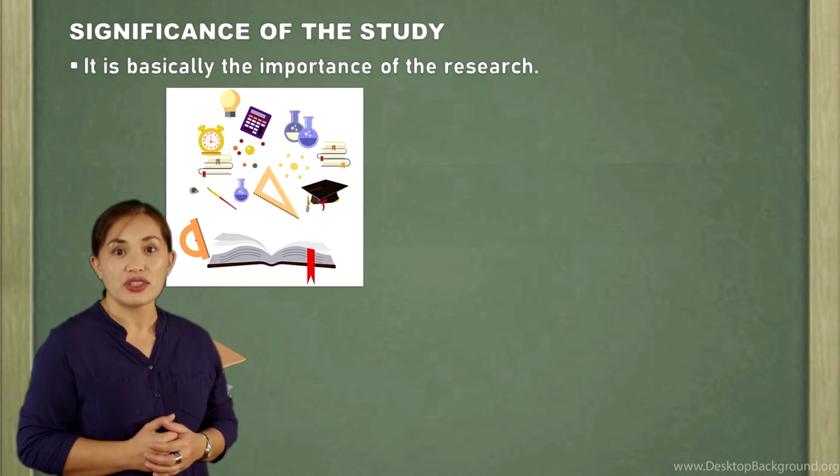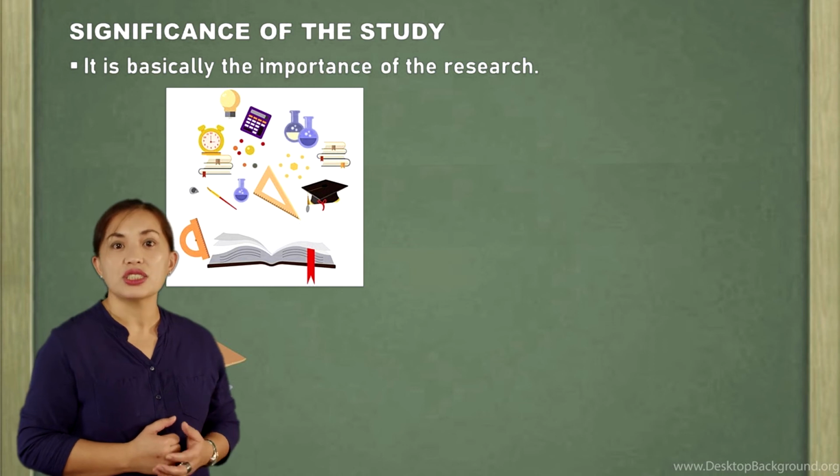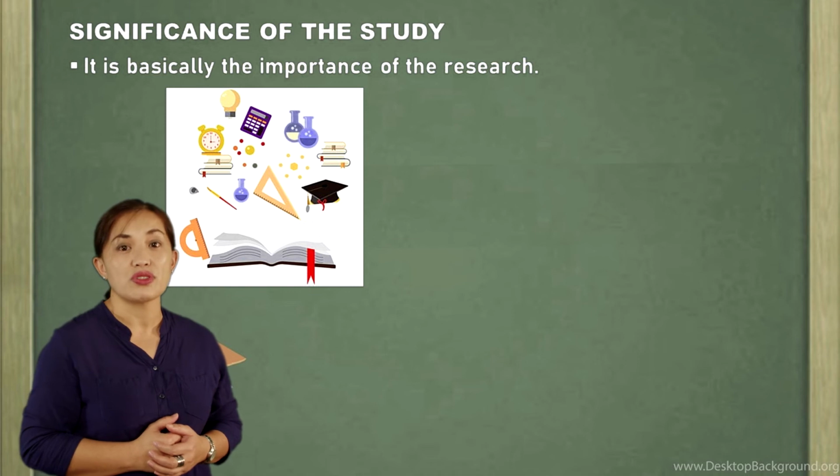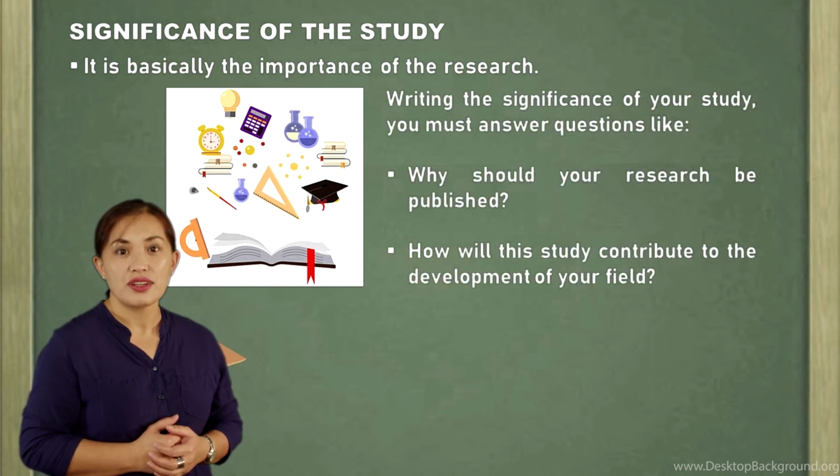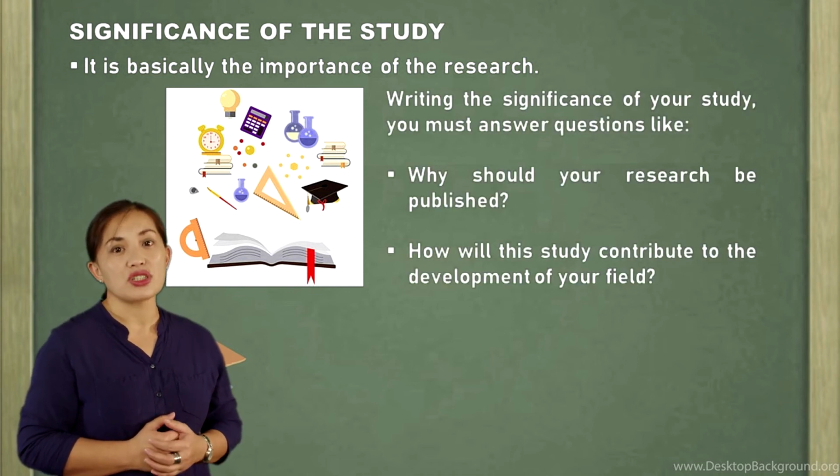We can first outline the significance in a broader sense by stating how your research will contribute to the broader problem in your field and gradually narrow it down to demonstrate the specific group that will benefit from your research. While writing the significance of your study, you must answer questions like, why should your research be published? How will this study contribute to the development of your field?